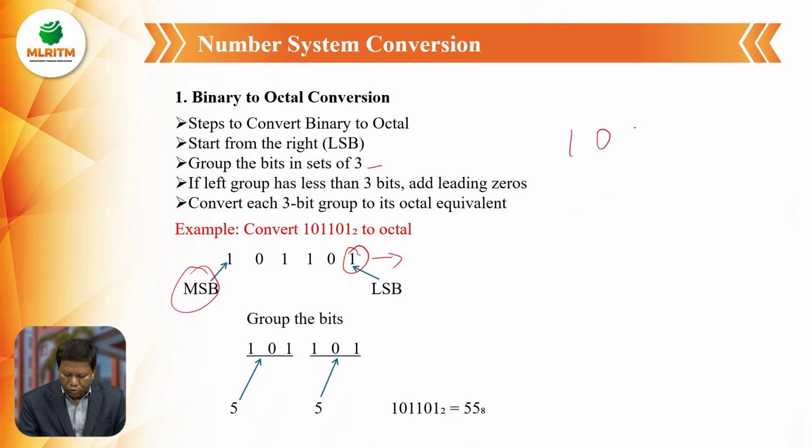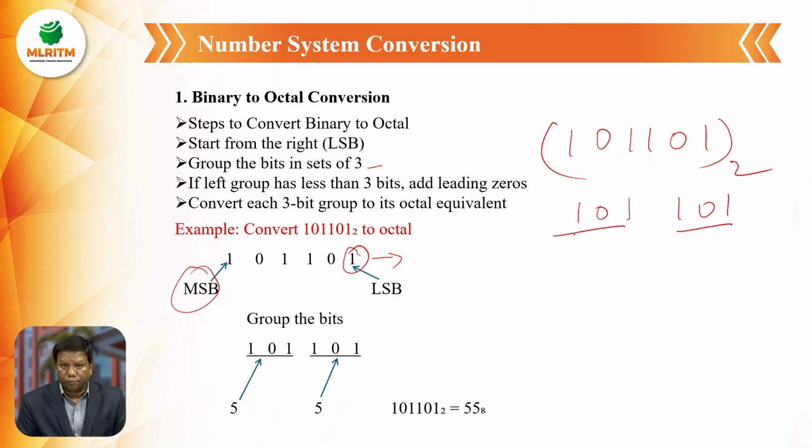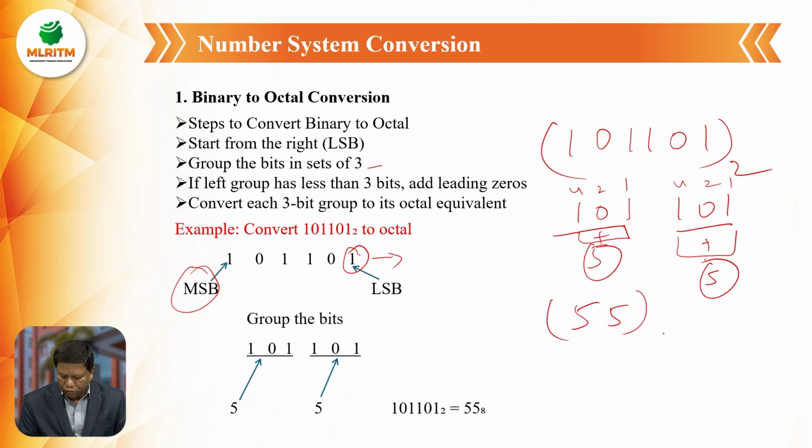Example, 101101 to the base 2 is a binary number. Then split into 3 bits: 101 is one group, 101 is another group, which can be represented with weights 4 2 1, 4 2 1. Add these two values, we'll get 5. Here also, add these two, we'll get 5. So 55 to the base 8 is the octal value.